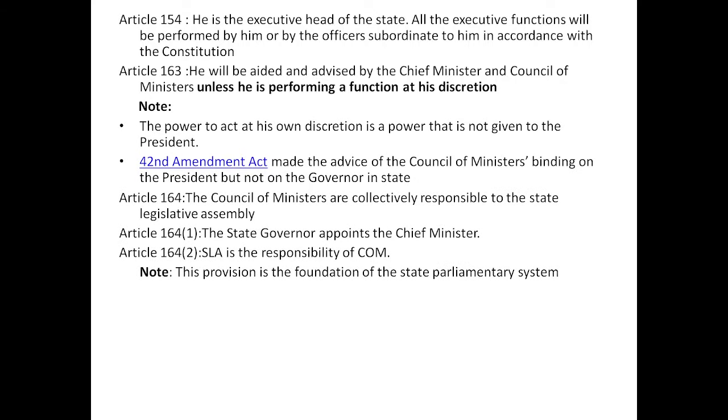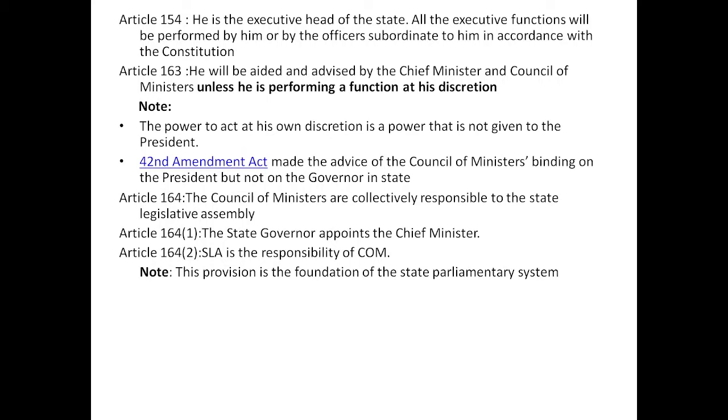Now we will be seeing the next article related to the Governor. Before that, the discretionary power is only available to the Governors. It is not available to the President of India. This is one of the rare extra powers available to the Governors only. In the 42nd Amendment Act, it was made that the Council of Ministers' decision is binding on the President, but it is not binding on the Governor of a state. Right?